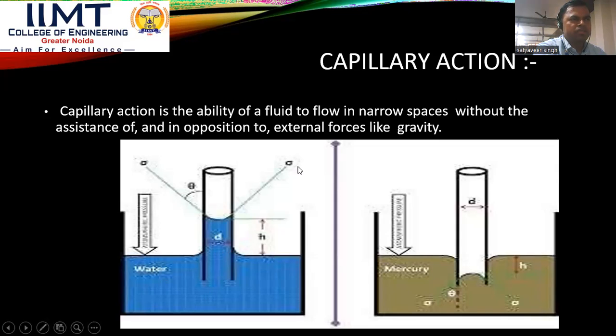Sigma is the surface tension here, and theta is the wetting angle. Atmospheric pressure is acting on the surface. In the second case, we have mercury in the container, and we have inserted a glass tube, called the capillary tube. We see a capillary fall of height h here, this is the diameter of the capillary tube, and this arrow indicates the atmospheric pressure exerted on the surface.